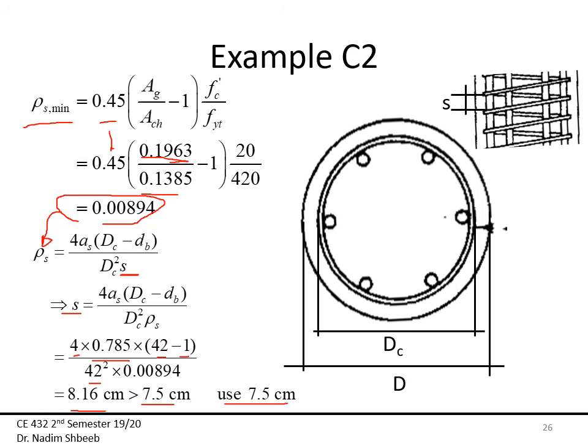So the only difference when we design a spiral reinforced concrete column is that we have to do that extra additional step of calculating the spacing. For rectangular tied columns, we only need to adhere to the 3 or 4 conditions that we explained in the example before.